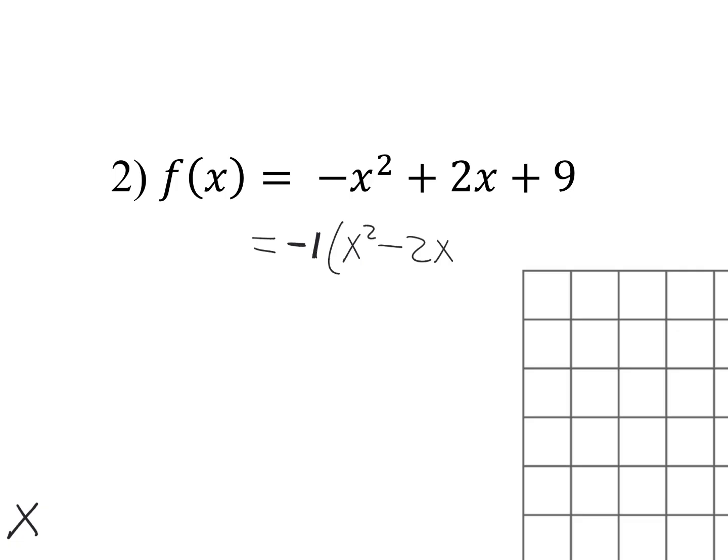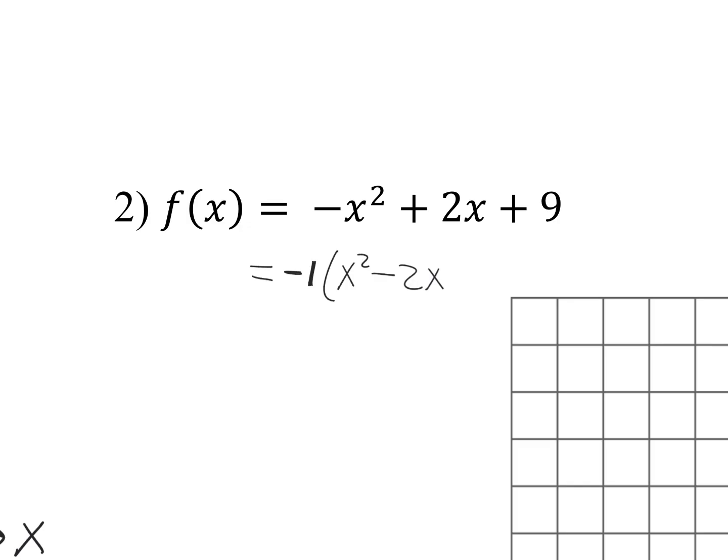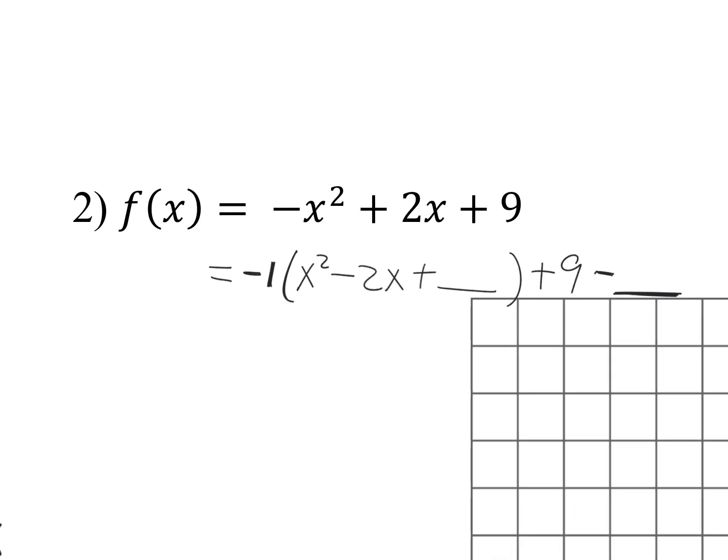Just the first two, right? I want to leave the 9 alone. So this is going to be plus a little blank, and then plus 9, and then I'm going to do minus a little blank. What should go in that little blank? 1? Good, how'd you get 1? Yeah, b over 2 squared. So I'm going to take this -2, and I'm going to do -2 over 2, which is -1 squared, and -1 squared is 1. So then it's going to be a +1 here, and then a -1 here, right?